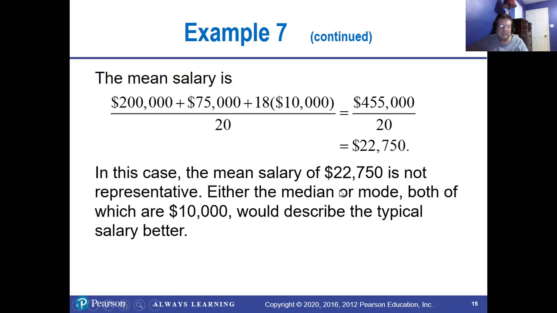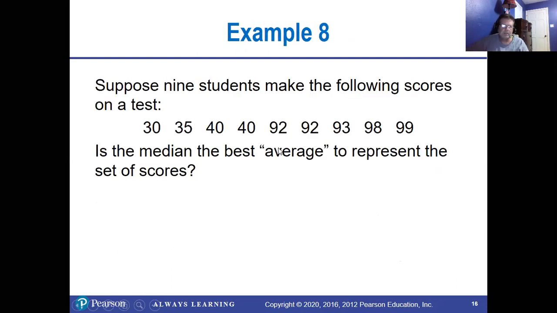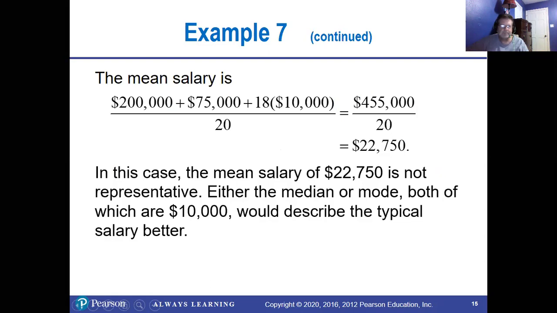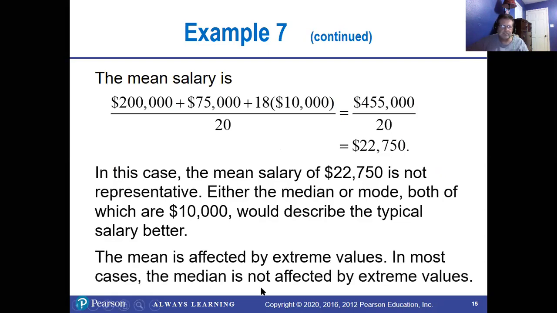Would either the median or the mode, both of which are 10,000, better describe the typical salary in that company? Because you have 18 people making 10,000 and 2 people making more. So the mode is a good one, and even the median would be the same number. The mean is affected by the extremes, and that's what we just talked about.